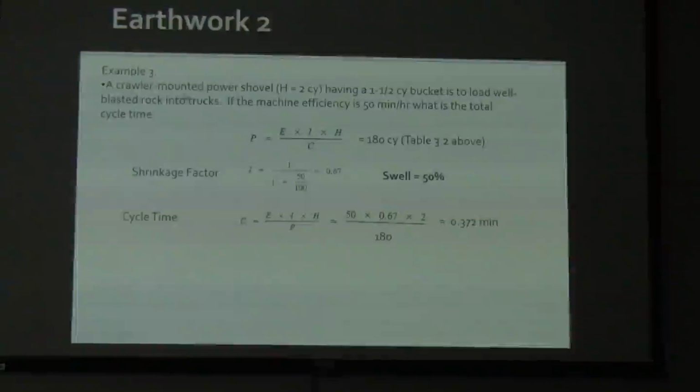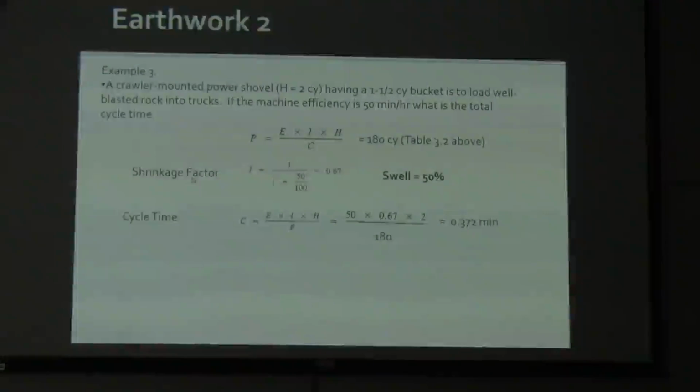Here's an example, a crawler-mounted power shovel. H is equal to 2 cubic yards. That's our heap capacity. Having a 1 1/2 cubic yard bucket is to load well-blasted rock into trucks. The machine efficiency is 50 minutes per hour. What is the total cycle time?